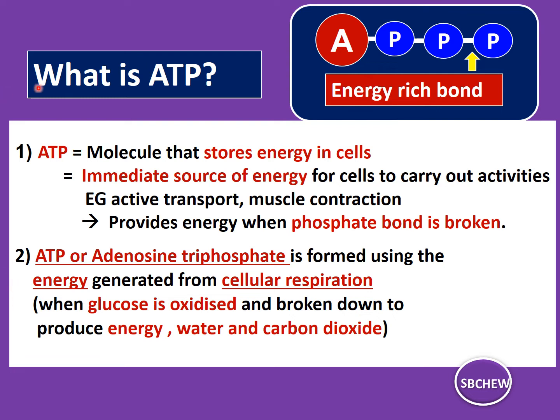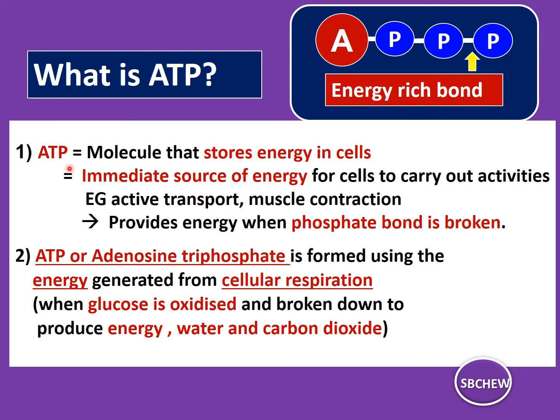What actually is ATP? ATP stands for Adenosine Triphosphate, A, T, and P. Let's look at the structure. ATP consists of adenosine, this molecule here, and 3 phosphate groups. It is the last bond here between two phosphate groups that is energy rich. If this bond is broken, especially when ATP is broken down and this bond is broken, then the energy is released for the cell to carry out its activities.